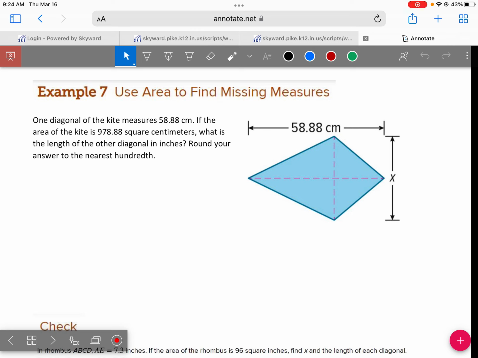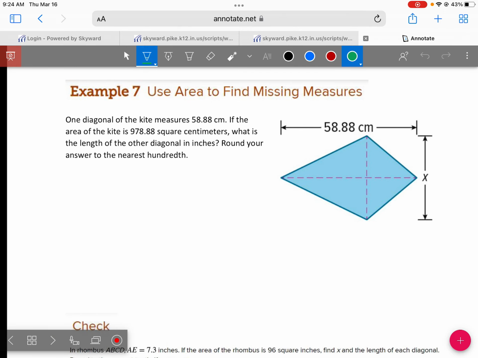So it says one diagonal of the kite measures 58.88 centimeters. So they are showing you this length is 58.88. Don't worry that that's not down beside it. That's an easy way to show the entire length is 58.88. If the area of the kite is 978.88 square centimeters, what is the length of the other diagonal? So we're trying to find the other diagonal.